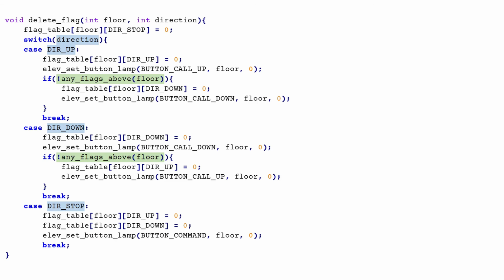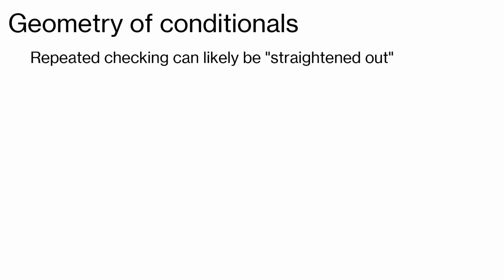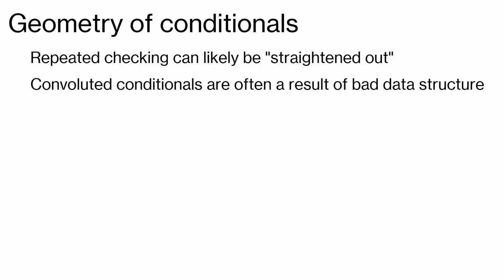So it should be reasonably easy to find and fix this bug, just from the geometry. Now the question is, how was I able to make this fix? Well, let's look at that. This repeated double checking, if you get this, it can probably be straightened out. And when we have these kinds of convoluted conditionals, it's probably the result of a bad data structure, which was the case here. The data structure was bad. So I changed the data structure. That's how I got the simplification.